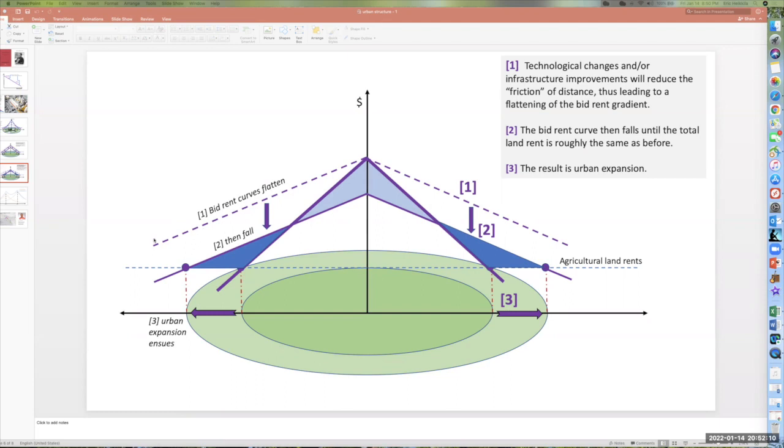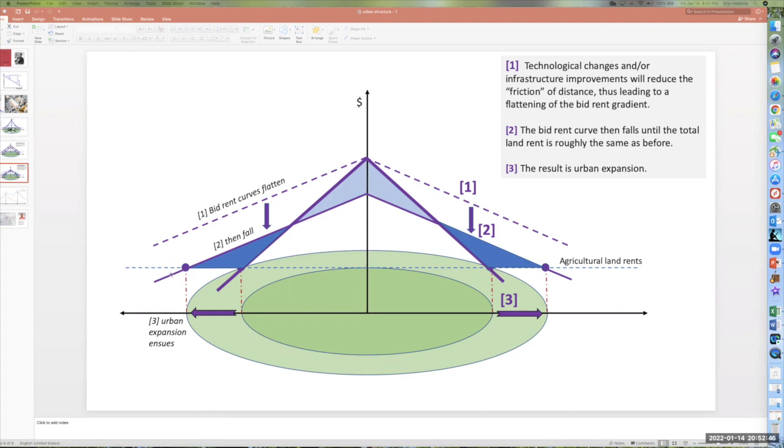Now, the second part of the story here is that the height of the bid rent curve will adjust so that, at least on a first approximation, the area beneath that bid rent curve, once it settles back into its new equilibrium, will be roughly the same as it was prior to that change in technology.